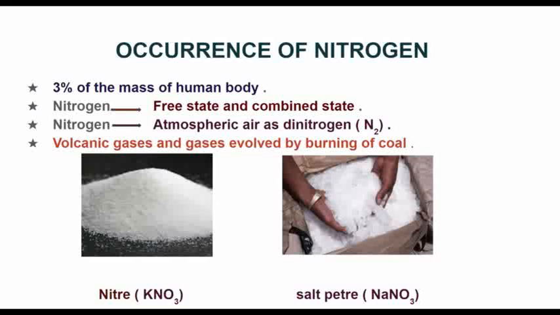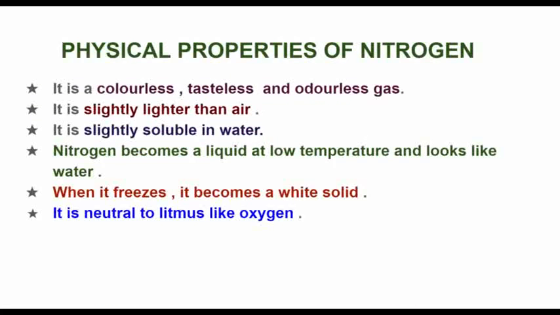Now we will see the physical properties of nitrogen. You know that nitrogen is a colorless, tasteless, and odorless gas. It is slightly lighter than air. It is slightly soluble in water. Nitrogen becomes a liquid at low temperature and looks like water. When it freezes, it becomes a white solid. It is neutral to litmus like oxygen.